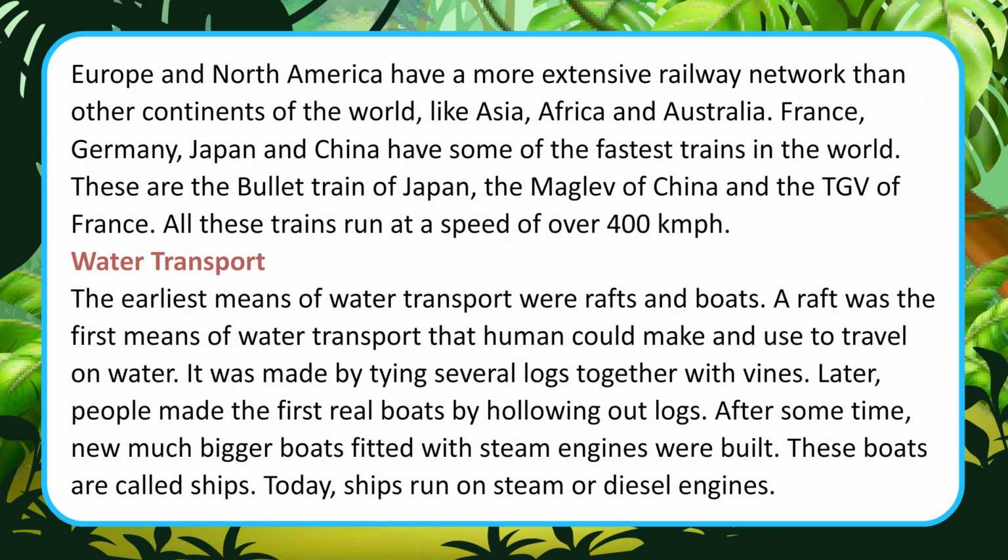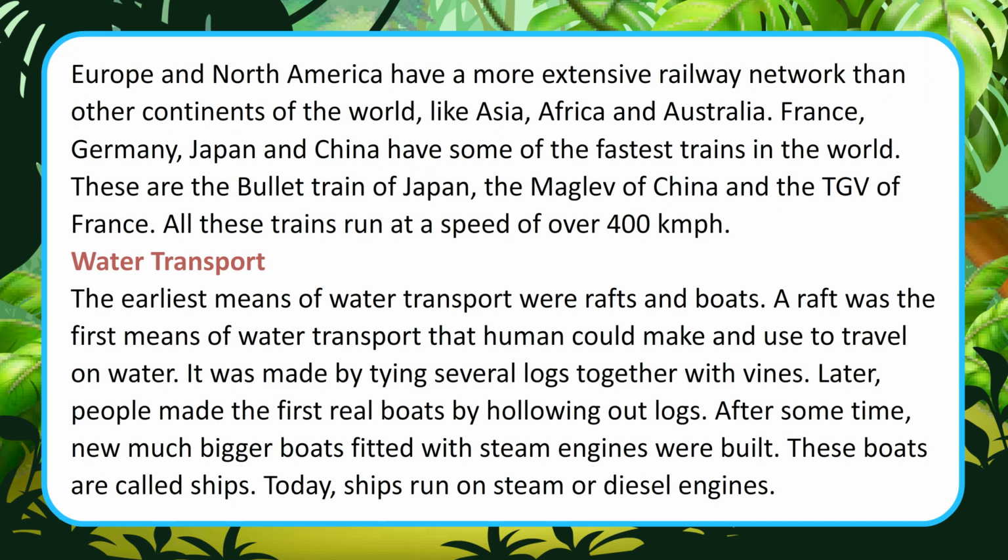These are the bullet train of Japan, the maglev of China and the TGV of France. All these trains run at a speed of over 400 km/h. Water transport. The earliest means of water transport were rafts and boats.